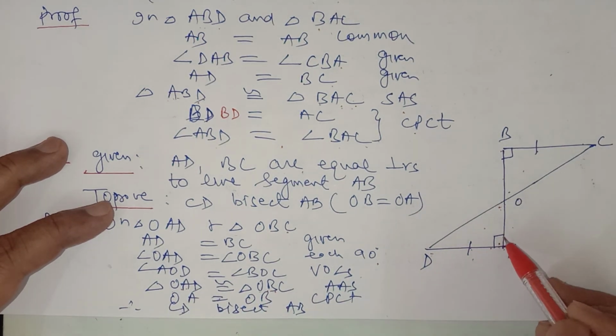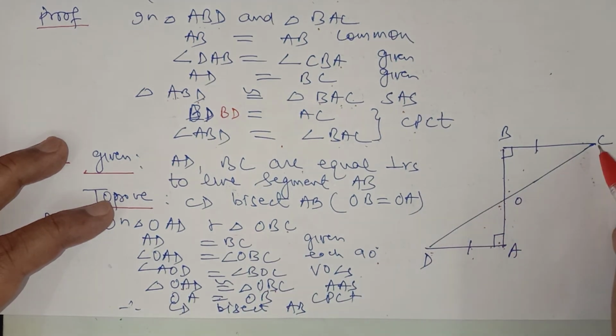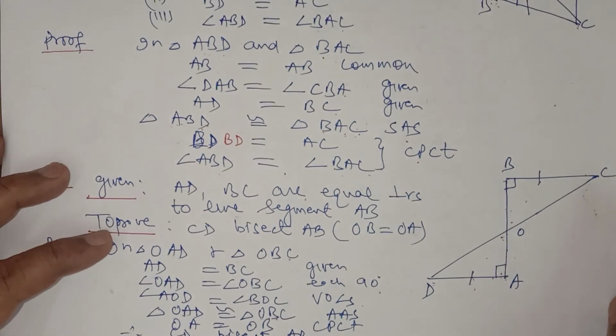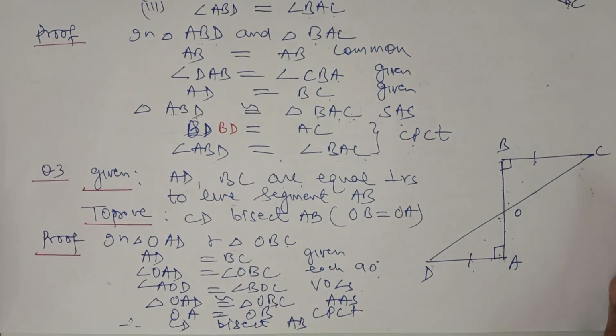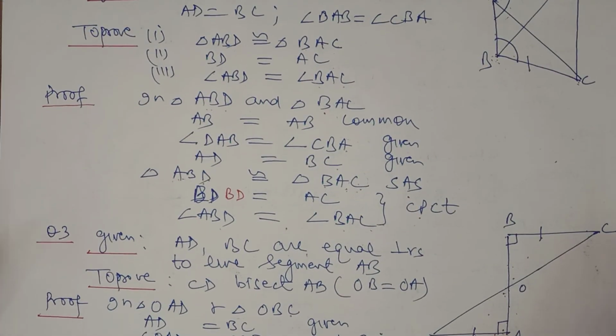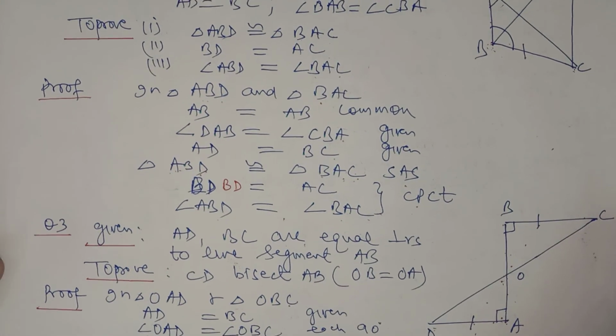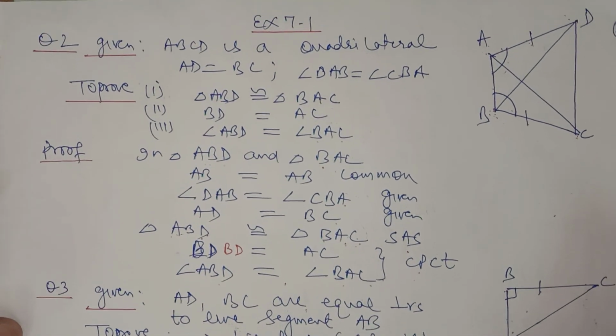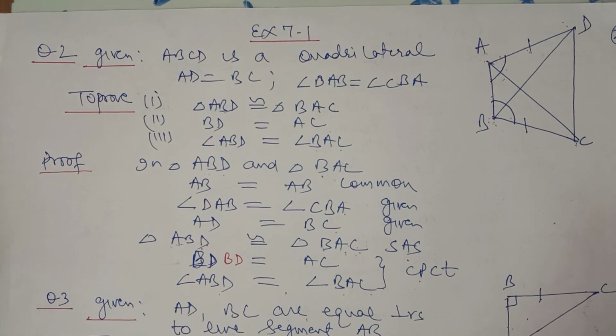So when OA is equal to OB, we can say that CD bisects line segment AB. So in this exercise 7.1, up to question number 3, we have proved that the triangles are congruent, and when the triangles are congruent, we can easily write that their corresponding parts are also equal. Okay, we'll discuss the remaining questions in the next lecture. Thank you.